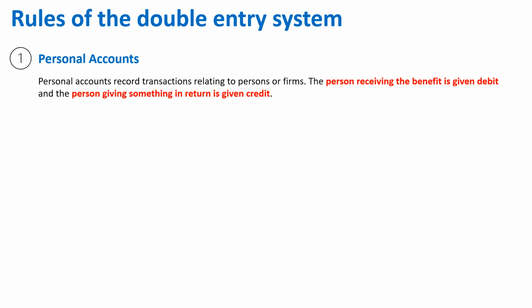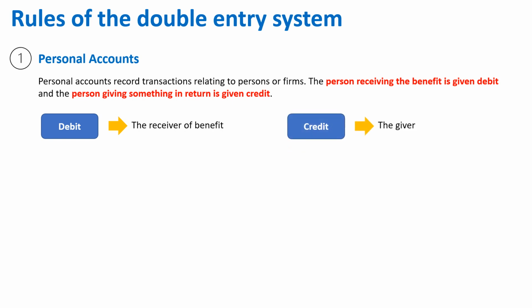The person receiving the benefit is given debit. So whoever receives the benefit will be debited. And the person giving something in return is given credit. So whoever gives to the organization will be credited. So debit the receiver of the benefit and credit the giver.